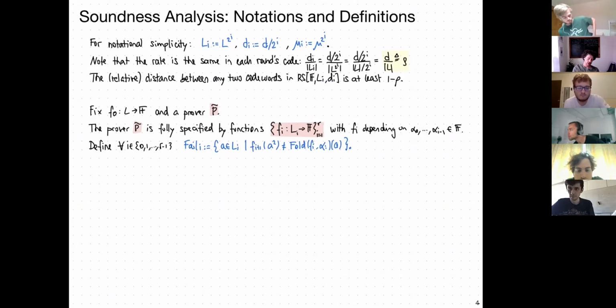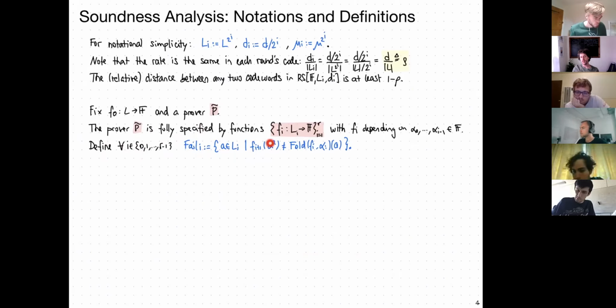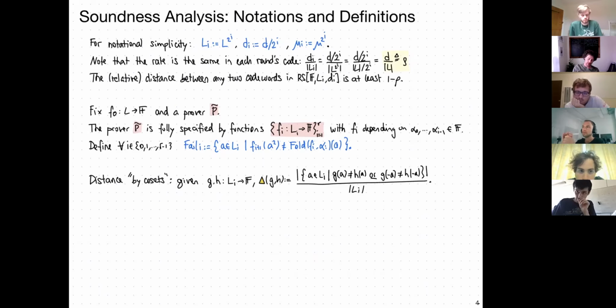So more formally, for each one of the rounds, we'll define the failure set in round i to be all elements of the domain in the ith round such that if I take the function which is purportedly the fold, and I evaluate it at the point a, and then I look at the fold and evaluate at the point a, then I won't get the same value. So this is exactly the consistency check that the verifier is doing. For each one of the rounds, I'm saying what are the bad points that, if I catch them, I know that the prover cheated.